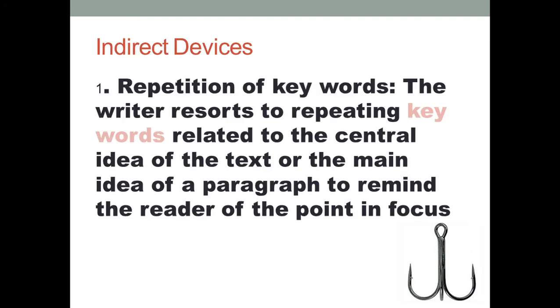If the writer doesn't use any of the previous direct hooks, he has to use one of these indirect devices to show connection between his ideas or sentences. The first type of indirect devices is repetition of keywords. The writer repeats keywords related to the central idea of the text or the main idea of a paragraph to remind the reader of the point in focus.